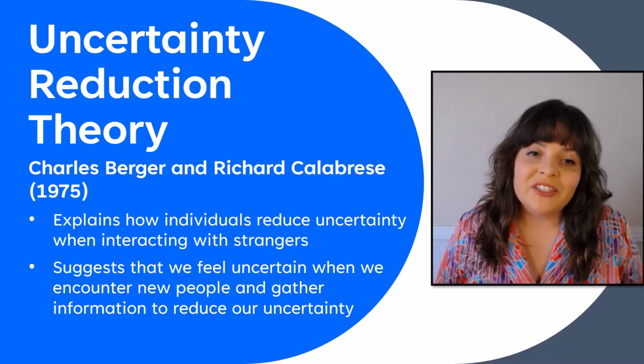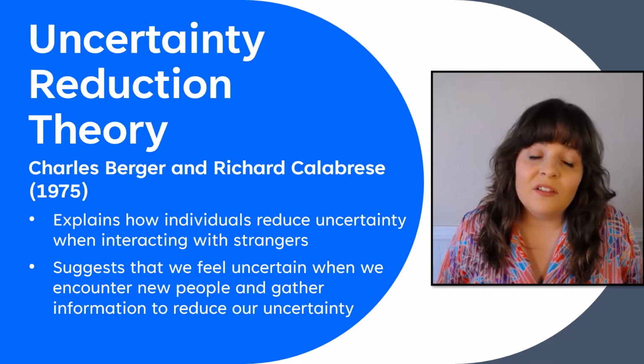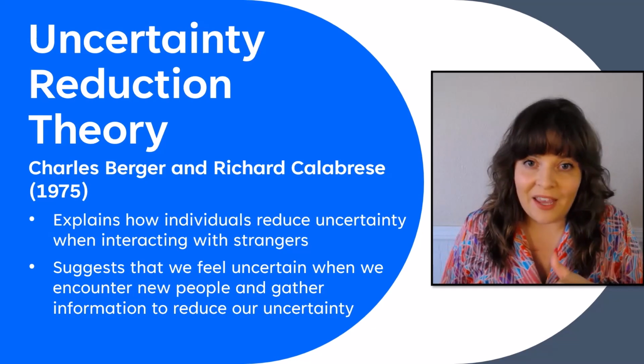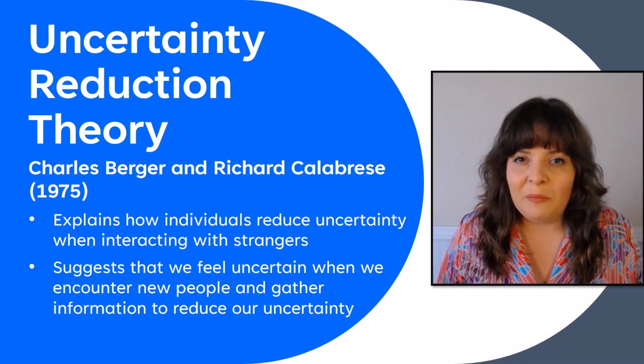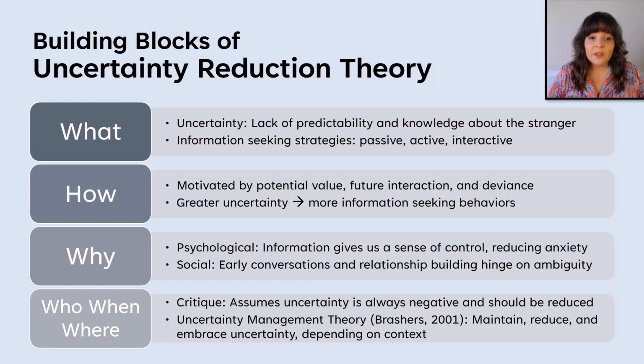So uncertainty reduction theory is a great example of how a theory can help us explain a really common human experience. I'm sure you've all felt uncertain when meeting a new person at one time or another. When we're looking at the what, we're looking at those concepts that are related to our experience of feeling uneasy when we meet a new person.